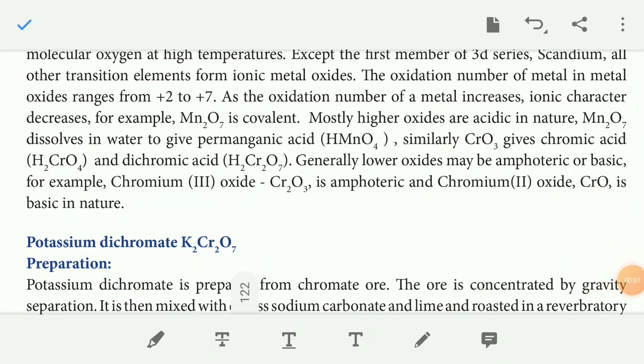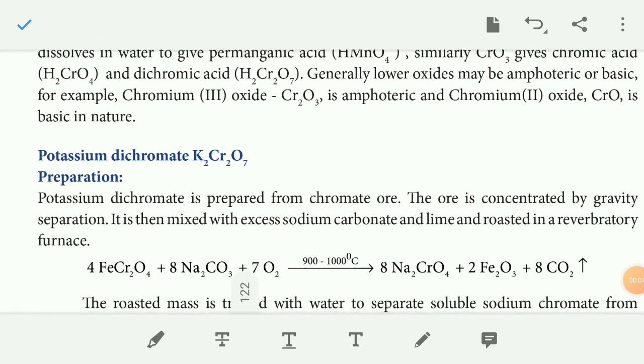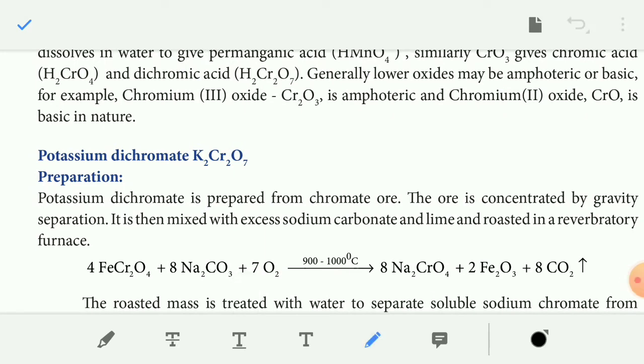The next topic is potassium dichromate, the preparation of potassium dichromate. The formula of potassium dichromate is K2Cr2O7. Potassium is K, dichromate Cr2O7, potassium dichromate. How to prepare the potassium dichromate?